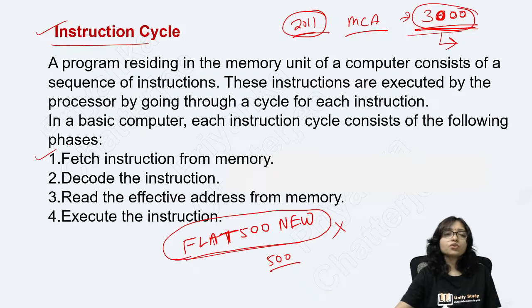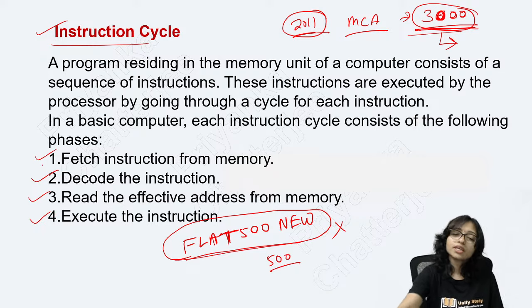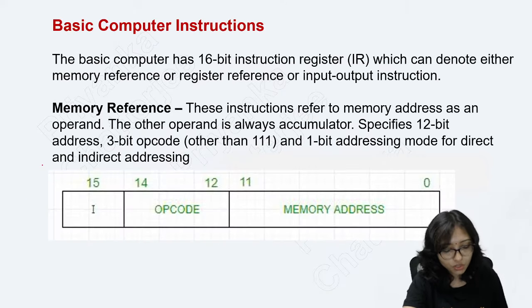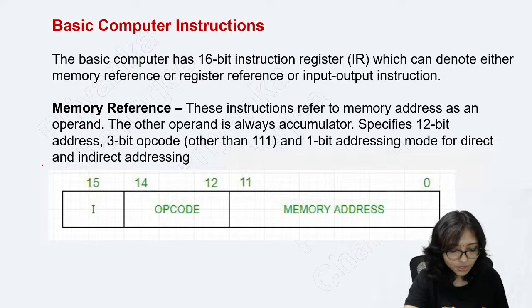So now go for the instruction cycle. Okay, come back here and come back to learn. So now go for this one: fetch the instruction from the memory, decode the instruction, read the effective address from memory, and execute the instruction. Okay, so these are the instruction cycle steps, as I told you already.